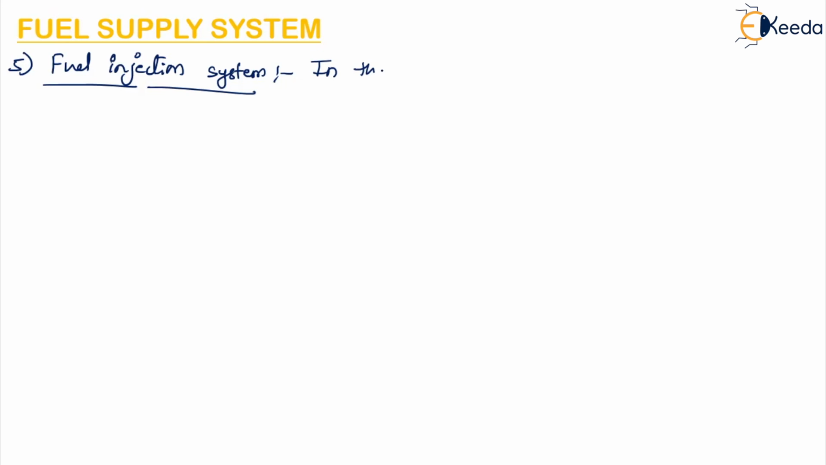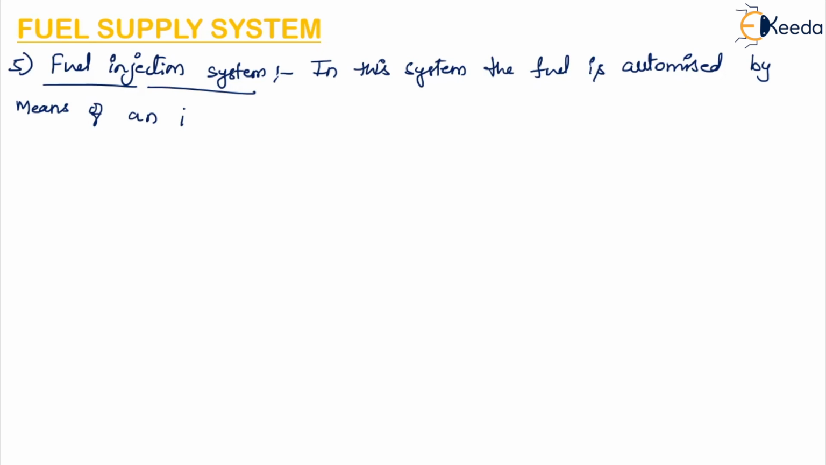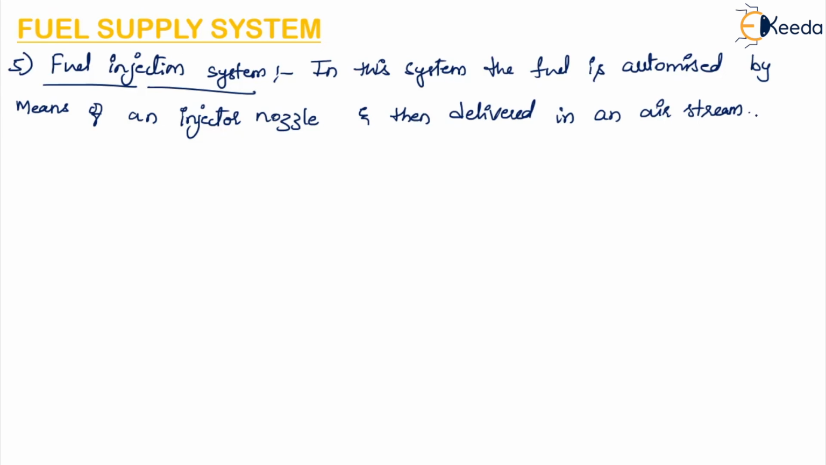In this system, the fuel is atomized by means of an injector nozzle, which will increase the pressure of the fuel, and then delivered in an air stream. So the spray of fuel is formed here.